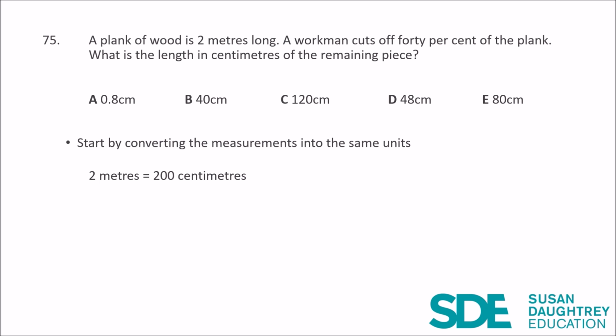I then need to calculate what the workman cut off, and he cut off 40%. I have to calculate 40% of 200 centimetres. Well, if 10% is 20 centimetres, 40% is 80 centimetres. So the workman cuts off 80 centimetres of wood, leaving him with 120 centimetres. My answer there would be C.